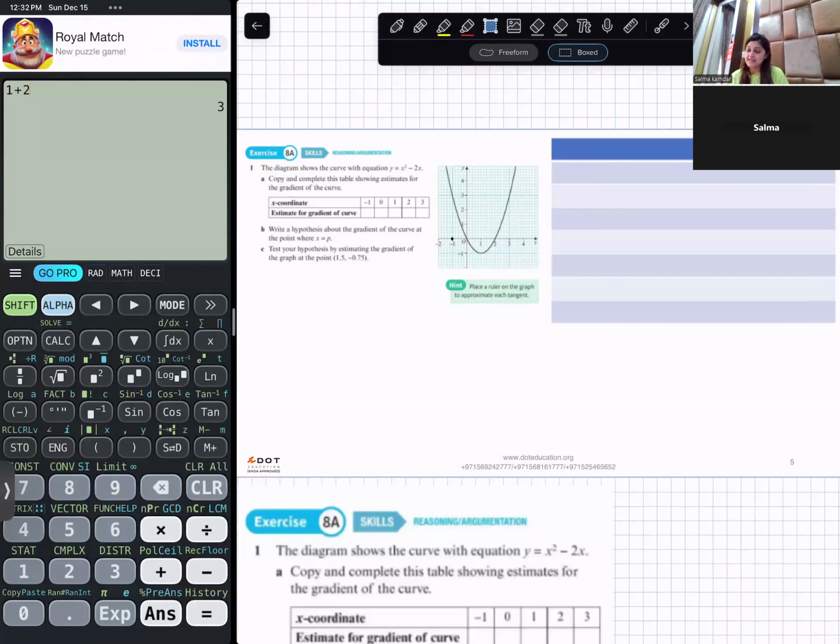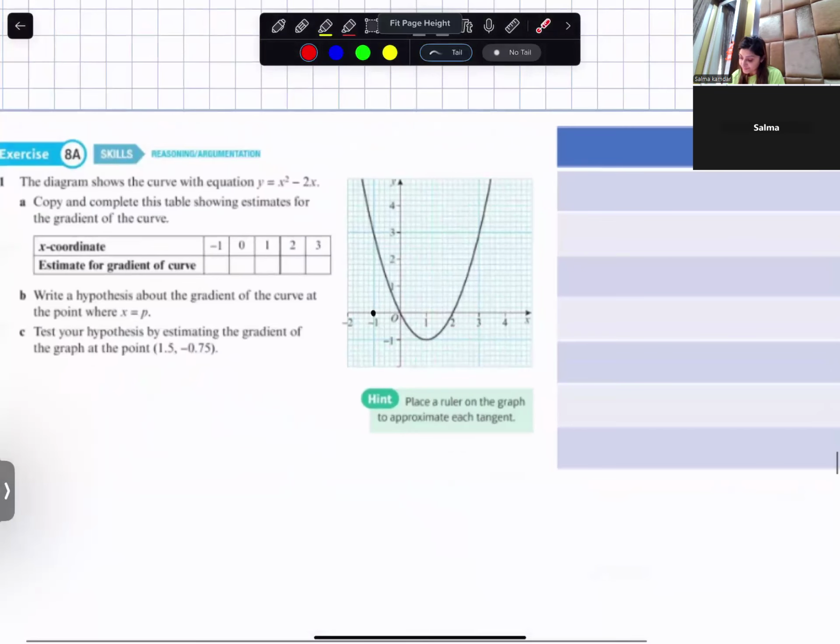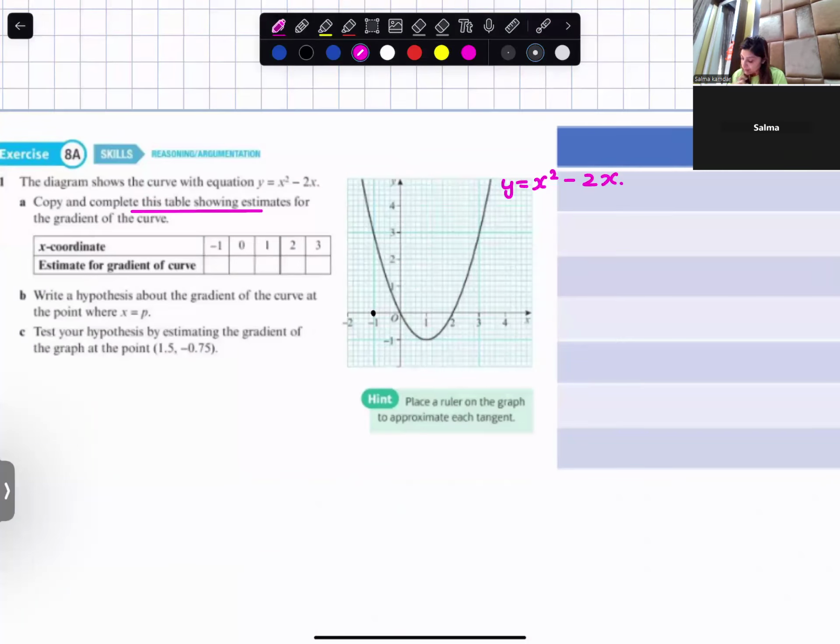We're doing exercise 8.A, chapter 8, differentiation at Excel, Pure Maths, year 1, question 1. Okay, and we have, in the diagram, the curve with equation x squared minus 2x. This is the equation of the curve, which is y is equal to x squared minus 2x. You have to copy and complete this table showing estimates for the gradient of the curve.